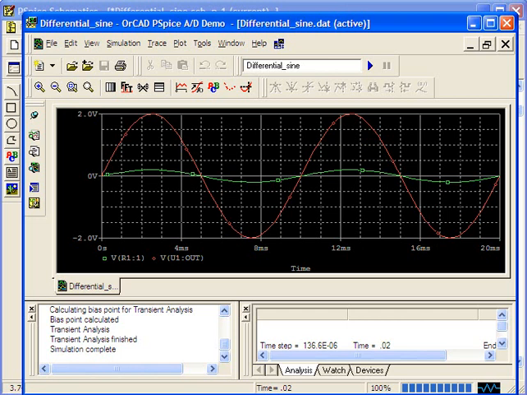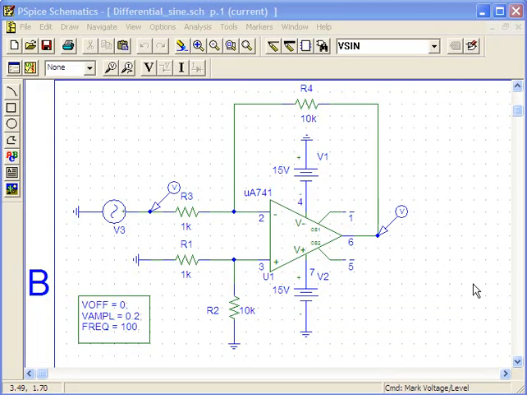After you make sure you understand those examples, I have a question for you. So the question is, what's going to happen if we switch the order of the two inputs? That is to say, the positive input is grounded, and the negative input is the sine wave.